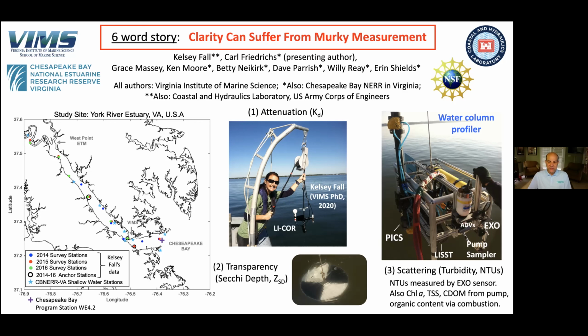Kelsey used the measurements she collected at the locations shown by the circles on the York River map to develop optical models for light attenuation, transparency, and light scattering. She then used monitoring data from the Chesapeake Bay, Virginia NERR to validate her models.